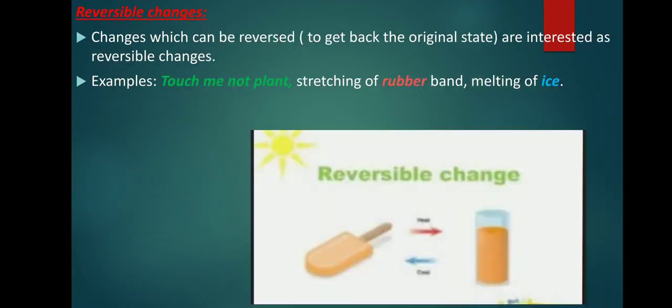Now move on. Reversible changes. All changes in the world are one of two types, reversible changes and irreversible changes. A change which can happen backward, that is, can be reversed, is called a reversible change. If you keep water in the freezer for some time, it transforms into ice. But as soon as you take it out of the freezer, it turns into water again. This is a reversible change.